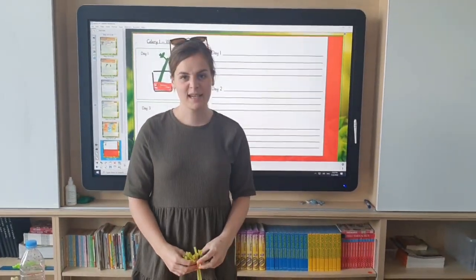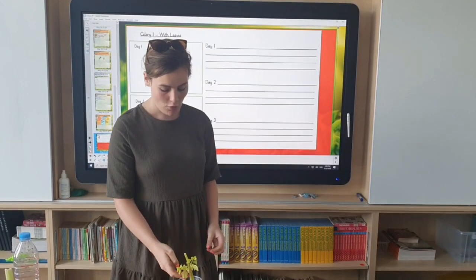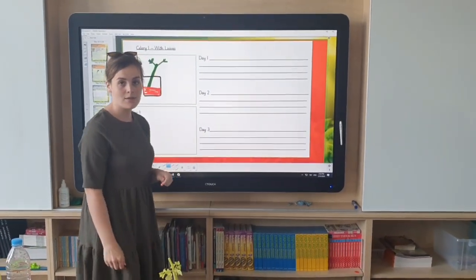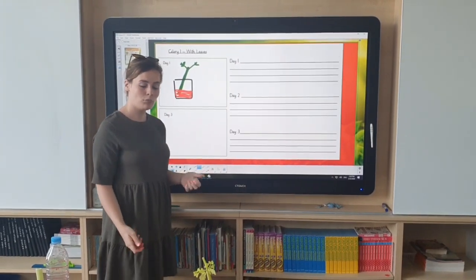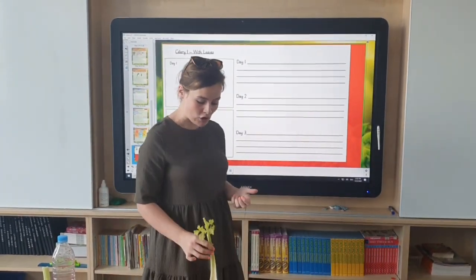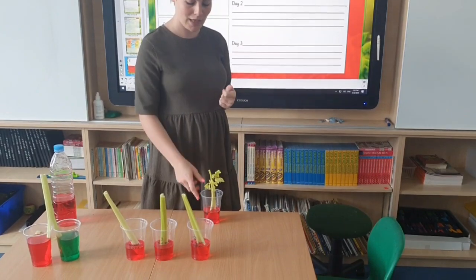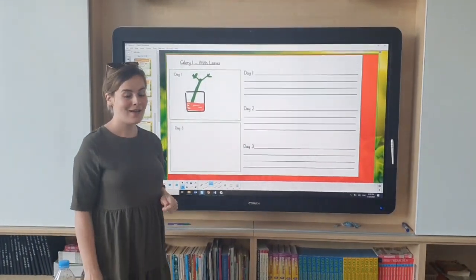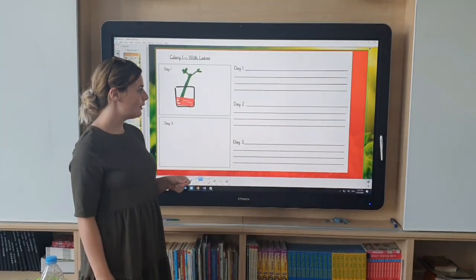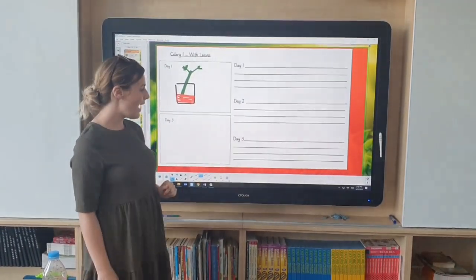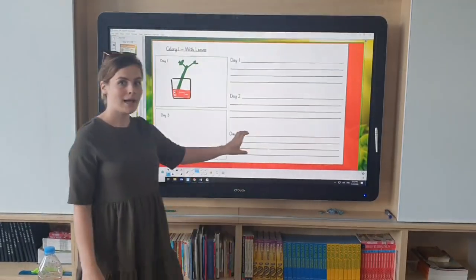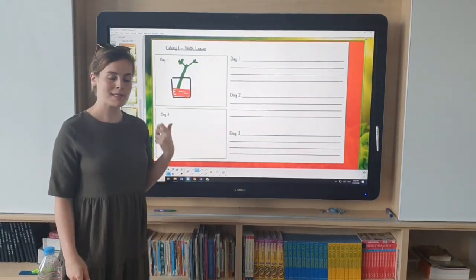one, I can't see any colour, so I'm going to write a sentence where it says day one that says the celery is showing no colour or changes, because we've only just put it in here, so nothing's going to have changed just yet. You're going to look at day two and you'll fill it in here, and then on day three, our final day, you will have a look and see what has changed, what has stayed the same.